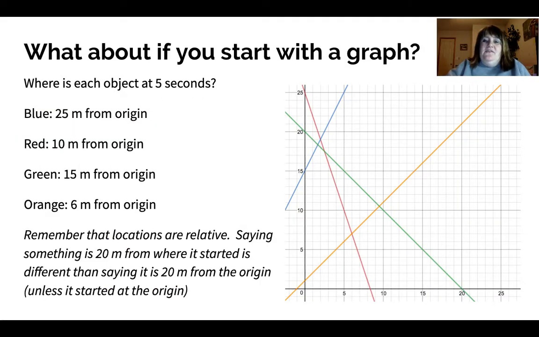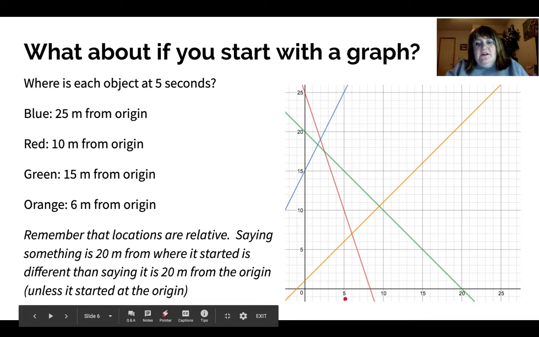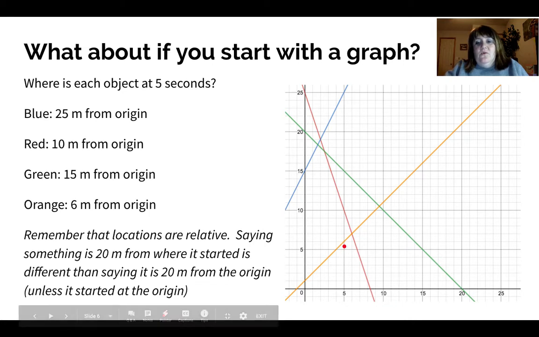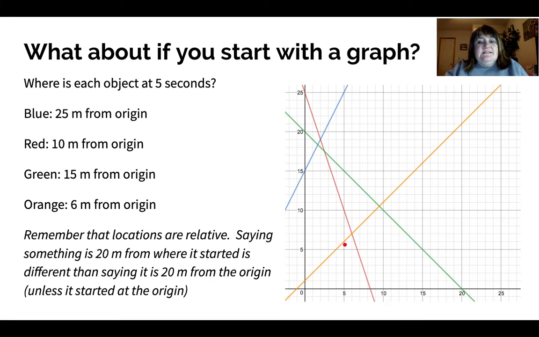All right, now this is kind of hard to see, and I'm sorry about that, but if I start with giving you a graph, and this graph is a complicated graph, it's got multiple lines on it, and ask you where is each object at 5 seconds, you just go down here to 5 seconds and follow it straight up. The orange line is at 6 meters from the origin.